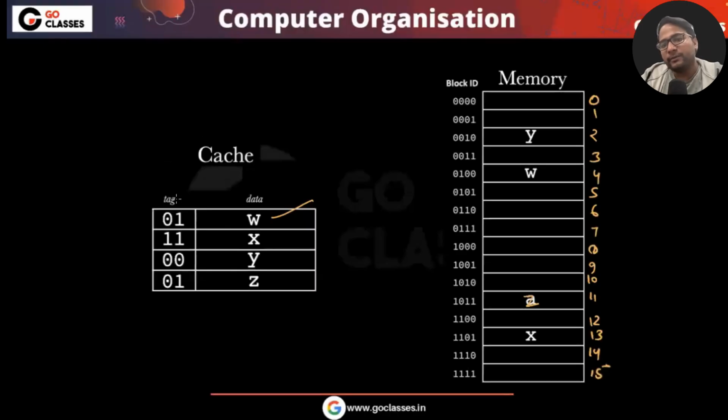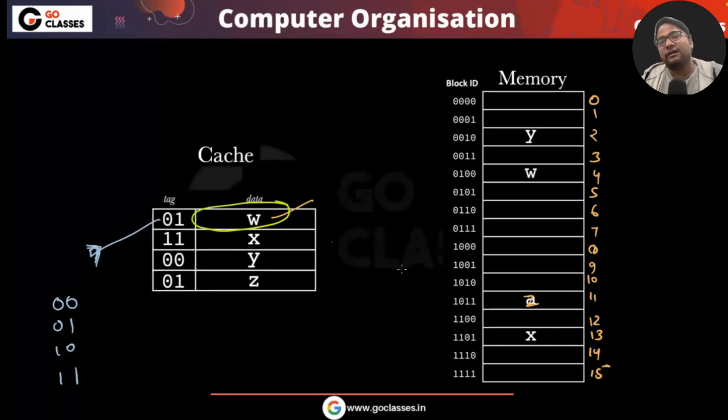Suppose I say, here, how many bits I use for tag? 2 bits, right? 2 bits I'm using for tag. It means what? Does it reveal you something? The number of bits in the tag field, does it reveal you something? It means that this particular tag can be any of 00, 01, 10, and 11. So it tells me that this particular line can contain data from how many blocks?